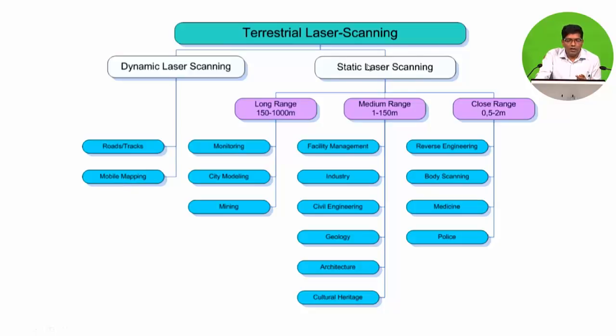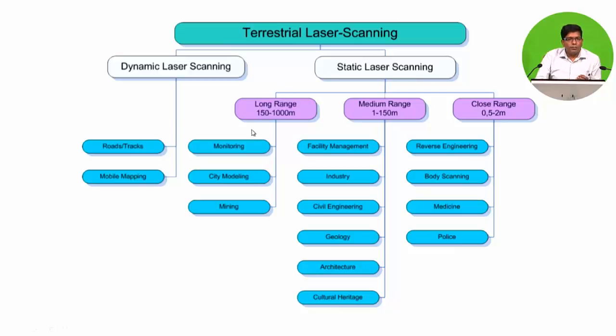And in the case of static, the laser scanners can be divided based upon the range. The range basically tells how far a laser scanner can record the data. Like in long ranges, basically the distance is 150 meters to 1 kilometer. In medium range, it is from 1 meter to 150 meters. In case of close range, the distance that can be mapped is from 0.5 meter to at most 2 meters. So any object which is beyond 2 meters will not be mapped or scanned.